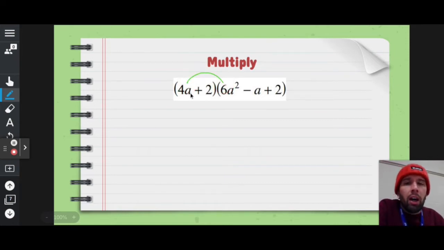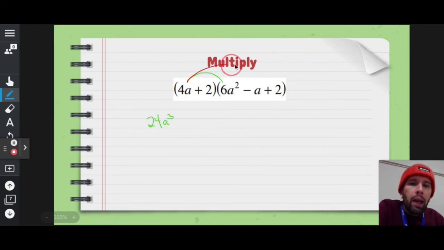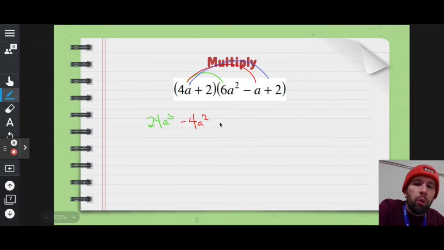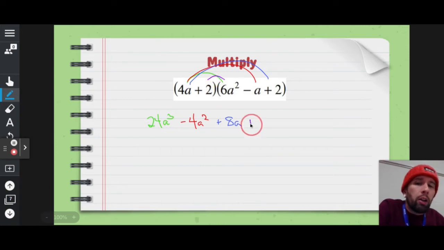So 4a times 6a squared is 24a to the third. We're going to get creative with our colors. We're going to make a rainbow. 4a times negative a is negative 4a squared. It is. 4a times 2 is 8a. Now I go to the next term in the first parentheses. 2 times 6a squared is 12a squared.